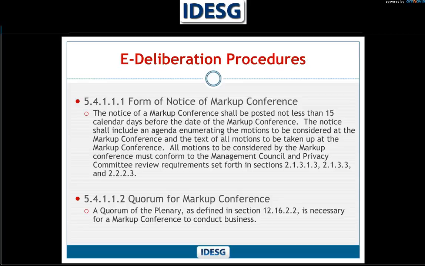So the next slide, the one on the screen in front of you, describes the markup conference, and the basics of the markup conference are that there's 15 calendar day notice. You'll note, by the way, that throughout, in accordance with the direction of the plenary at the last meeting, I have changed all notice and other intervals required under the e-deliberation rules to be calendar day intervals rather than business day intervals, and this is one of the sections in which it's affected.